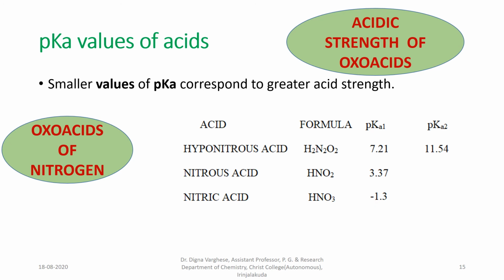Here the lowest pKa value is with nitric acid and the highest is with hyponitrous acid. So the order of acidic strength is nitric acid greater than nitrous acid greater than hyponitrous acid, with the smaller pKa value having higher acidic strength. So nitric acid is the strongest acid among the oxoacids of nitrogen.